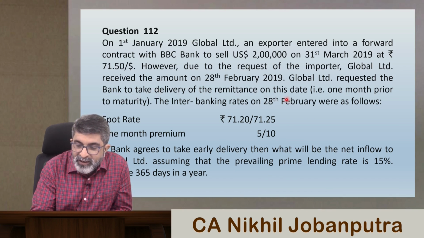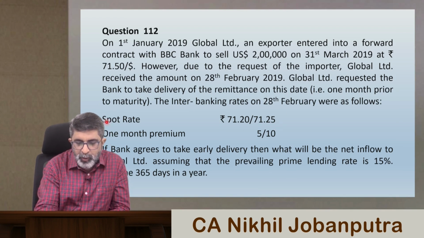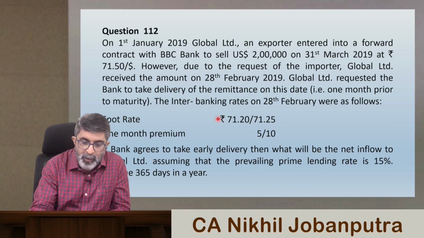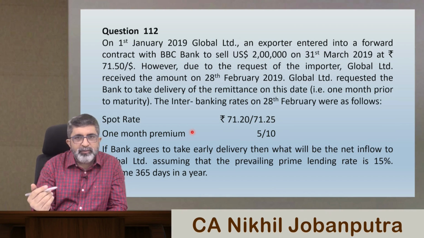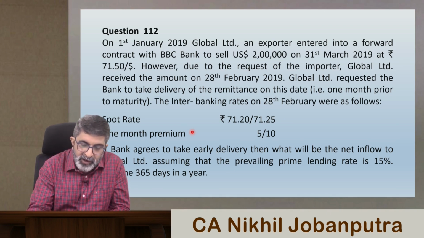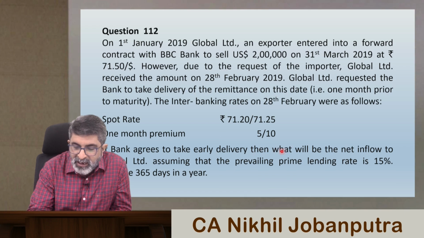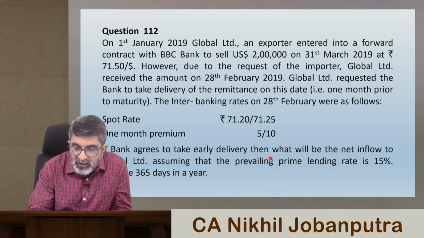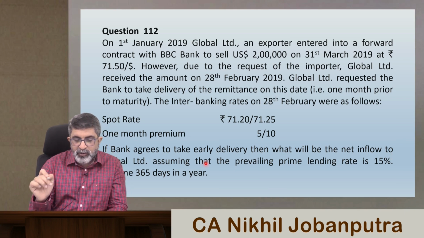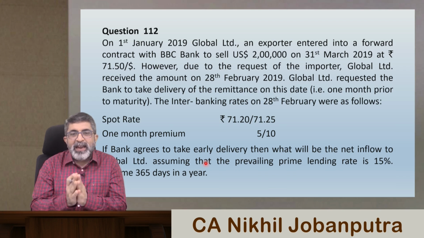So on 28th February, the interbank rates were given: the spot rate in bid and ask format, and the 1 month premium given. This is basically the swap points, so you know how to adjust the swap points with the spot rate to arrive at forward rates. If the bank agrees to take delivery, then what will be the net inflow to Global Limited? Assuming the prevailing prime lending rate is 15% and assume 365 days in a year.